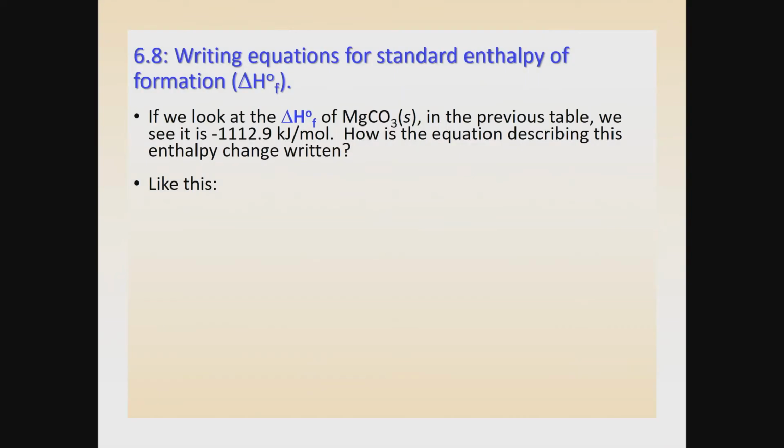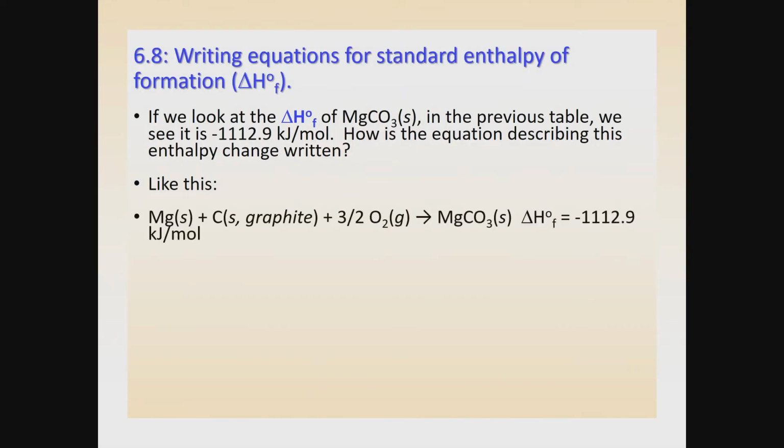Okay, so here I've rewritten what I was just describing on the board. We're looking at the enthalpy of formation of magnesium carbonate from its constituent elements. Magnesium is in the solid state, carbon is in the solid state in the form of graphite, and then there's oxygen. Because the natural state of oxygen is O2, we have to put a 3/2 in front of the O2 to balance the oxygen atoms.